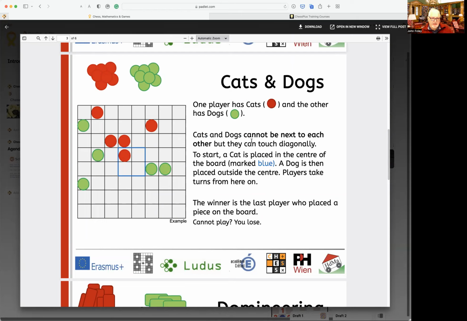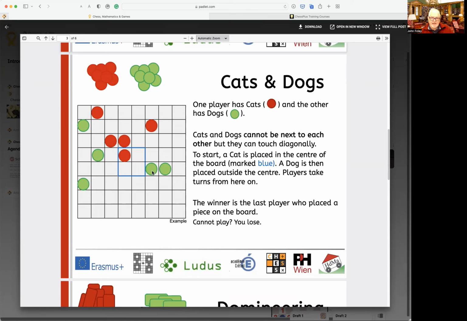And at the beginning of the game, we put one of the pieces in the center, and the other player has to play a piece outside of the center. Otherwise, they could just copy what the other person does. So we've broken the symmetry there. So that's the start of the game.